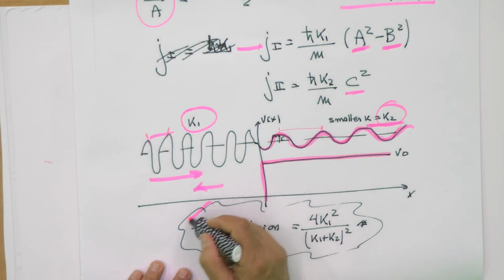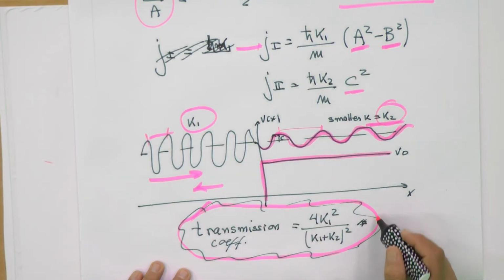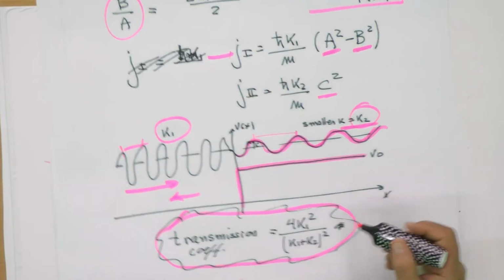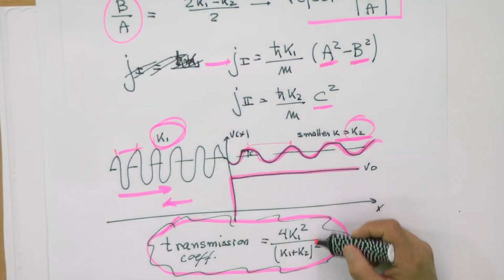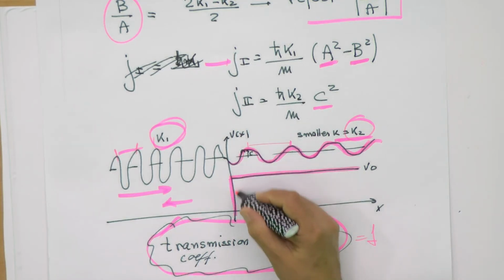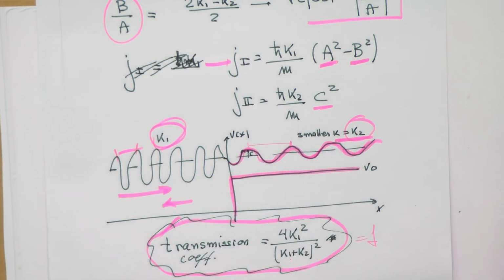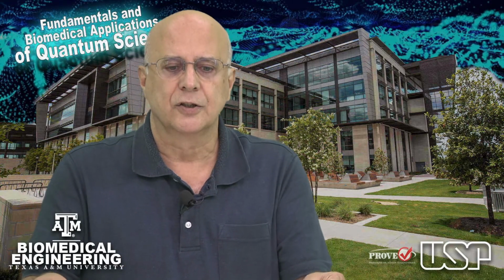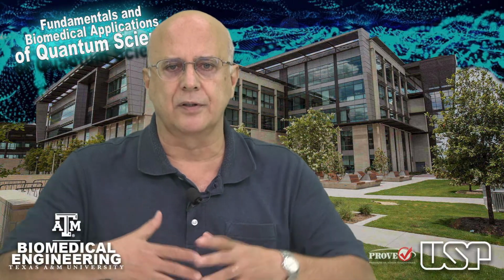We can calculate the transmission coefficient for a step, and it is the ratio between the momentum here squared divided by the sum of the momentum on both sides. You can see that if I make the barrier go to 0, K2 will be equal to K1, and in this case the numerator gives you 4 and the denominator gives you 4, so the ratio is 1. So if I remove the step, all the wave will pass through, and the transmission will be 1. Okay, so we learn a lot about transmission.